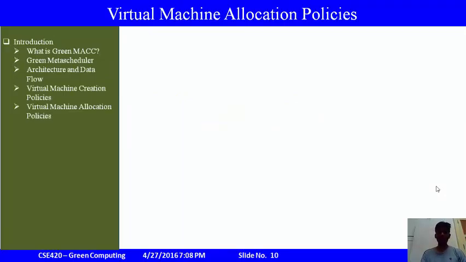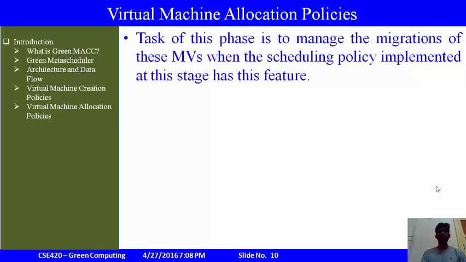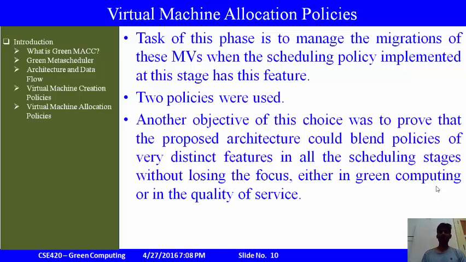Now moving on, virtual machine allocation policies. The job of this phase is to manage the migrations of these VMs, when the scheduling policy implemented at this stage has this feature. And again in this case, there are two policies used. Another objective of this choice was to prove that the proposed architecture could blend policies of very distinct features in all the scheduling stages without losing the focus either in green computing or in the quality of services.